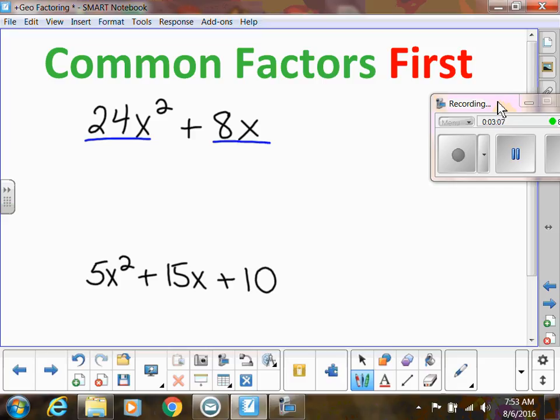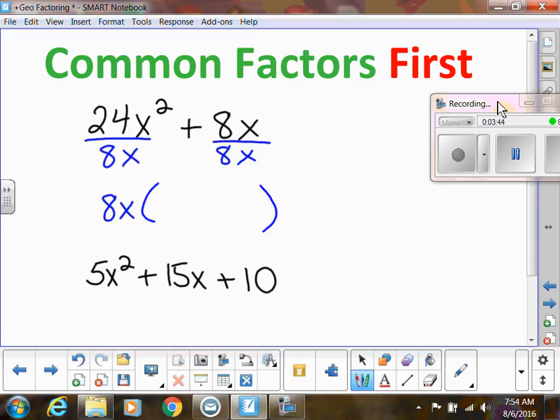If I look at just the coefficients, 24 and 8, the highest factor that will go into both of those is 8. So I can divide both of those by 8. And then you also have to consider the variables, x squared and x. I can divide both of those by an x. And again, you don't have to write this, but this is my thought process. So I know I'm dividing both of those by 8x. Whatever I'm dividing by is what goes in front of my parentheses, and then after I've divided, that's what goes inside the parentheses.